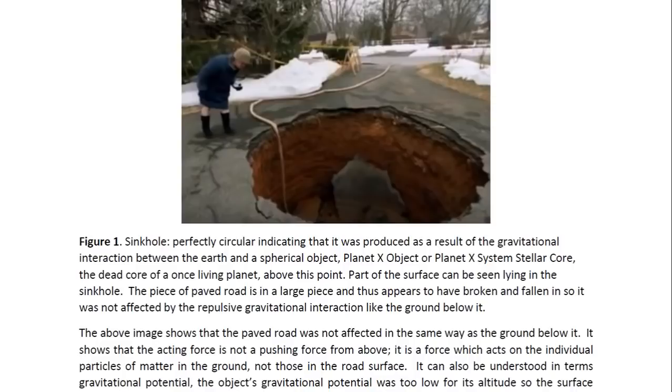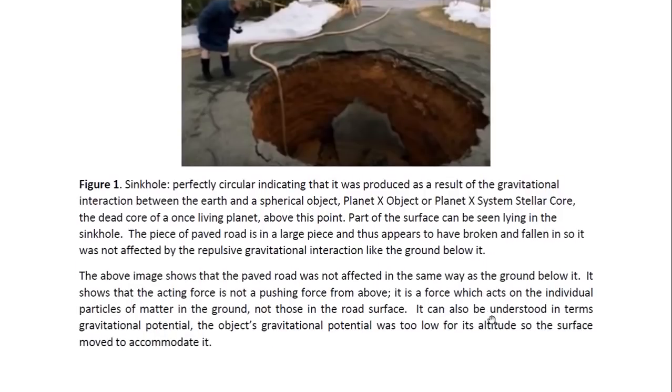The piece of paved road is in a large piece. You can see a large piece, and thus it appears to have broken and fallen in, so it was not affected by the repulsive gravitational interaction like the ground below it. The above image shows that the paved road was not affected in the same way as the ground below it. It shows that the acting force is not a pushing force from above, it is a force which acts on the individual particles of matter in the ground, not those in the road surface.